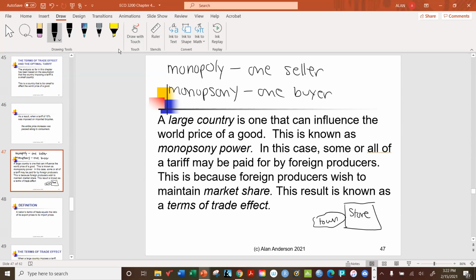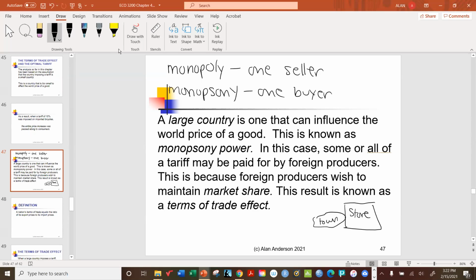The store would then be in this position of a monopsonist in the sense that they're the only buyers of labor in that town. So they can more or less determine what to pay you because that's it. If you don't work for them, you've got to move somewhere else, and that could be very costly. So the same thing can be said if we're a large country.